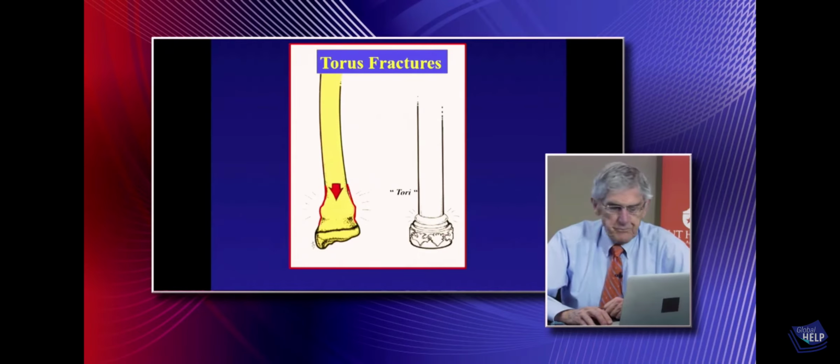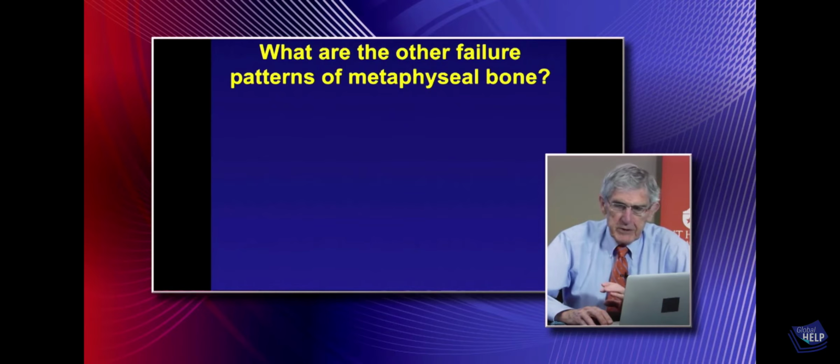Most commonly, we see it in the distal radius. We can see it in the distal femur. You can see it in the proximal humerus. You can even see it in the phalanges, at the physis of the phalanges. Now, there's some other, that's if a longitudinal compression force is applied.